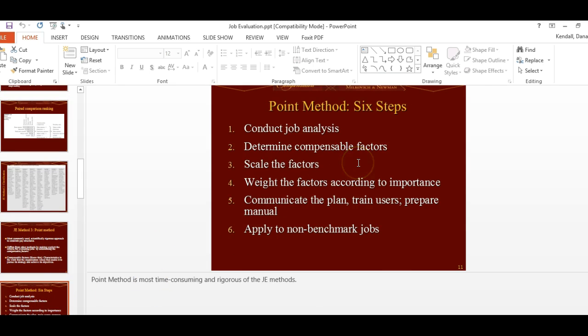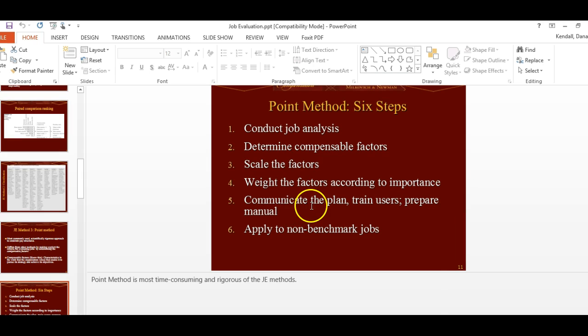Okay, so there are 6 steps to this method. First, conduct a job analysis, which is usually the first step in just about everything we do in IO. And second, we determine the compensable factors that we want to reward people for doing. We're going to scale the factors, so which ones are more important than others. Weight the factors in terms of their importance to every particular position.